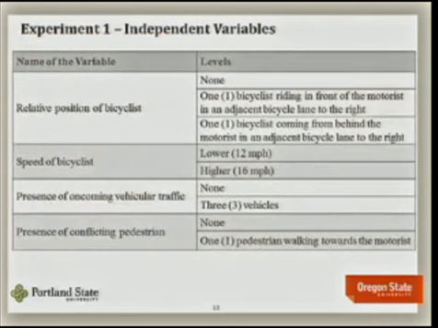When we design experiments, any experiment dealing with human subjects, we want to think about our factorial design. The individual independent variables that we considered in this experiment included the relative position of the bicyclist. So where was the bike in relation to the position of the car? Just as Chris had mentioned, the speed of that approaching bicyclist, the presence of oncoming vehicular traffic, and the presence of conflicting pedestrians. And really we're asking the overarching question, how does the presence of adjacent traffic influence this occurrence?